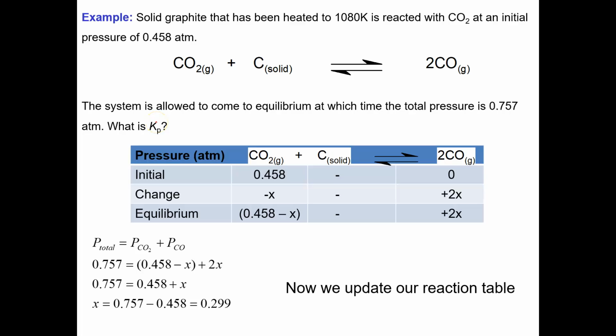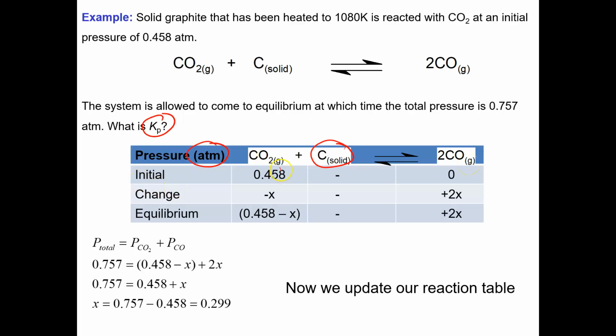So I'm going to set up the ICE table and put in the information that I know. Now they're asking for Kp, so I need to work in atm. And then in my top row, I'm going to finish that off by putting in my equation. Now I note that one of my reactants is a solid, so I don't need to worry about the concentration of that species in my ICE table. My other two species are gases, however.